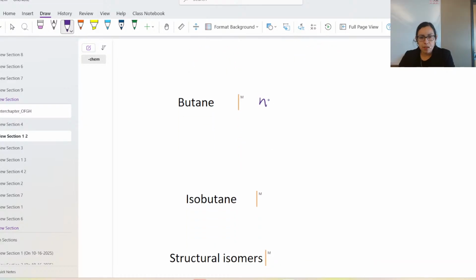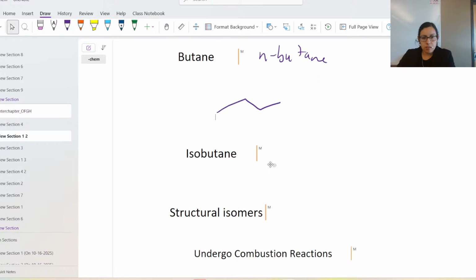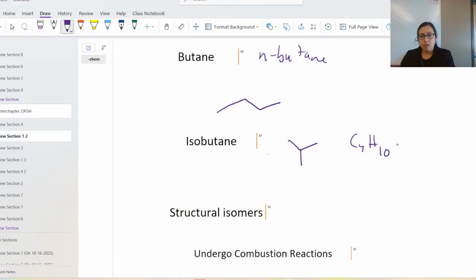So we can have n-butane, which is our straight chain butane. So 1, 2, 3, 4. Or isobutane. So isobutane would have this group here. So 1, 2, 3, then 4. So that would be isobutane. And so same formula, right? So still C4H10. Don't forget the little hydrogen there. And CH3, CH3, obviously a carbon in the center, CH3. So there's our 10 hydrogens here.